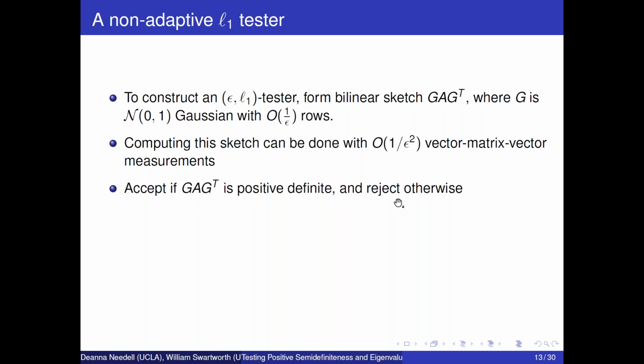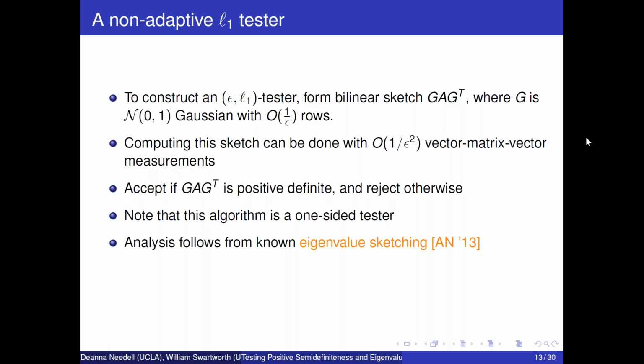And you reject otherwise. If you can find a vector X such that X GAG transpose X transpose is negative, then this is not PSD, and you declare that A is also not PSD. So this is a one-sided tester, meaning that if A is PSD, you will always say that it's PSD. If it's not PSD, with good probability, you will in fact determine it's not PSD. The analysis follows from known eigenvalue sketching results of Andoni and Nguyen. We're not claiming an improvement on that.